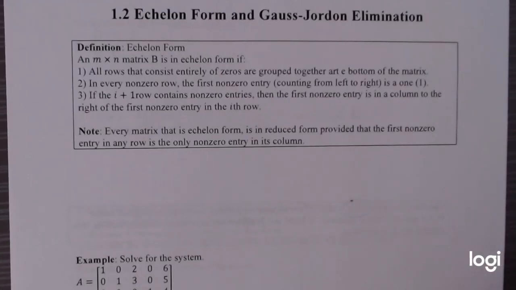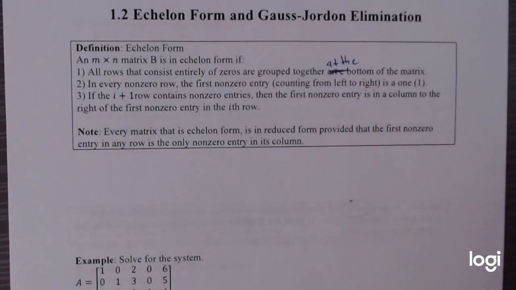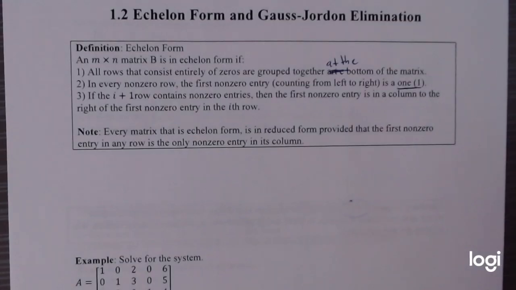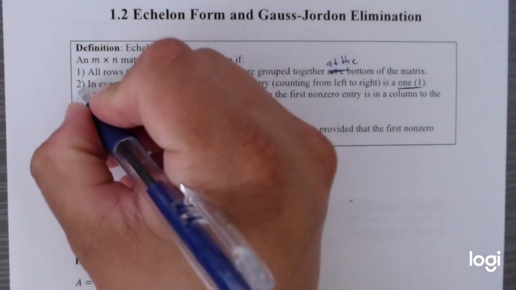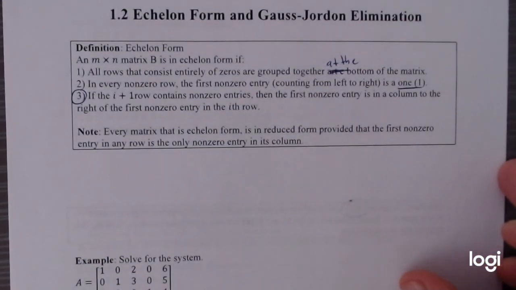All rows that consist entirely of zeros are grouped together at the bottom of the matrix. In every non-zero row, the first non-zero entry from left to right is a 1. And the last one: if the ith plus 1 row contains non-zero entries, then the first non-zero entry is in the column to the right of the first non-zero entry in the ith row. This one's going to be a little interesting. It's very theoretical, mind you, but I'll give you examples of what they really represent.